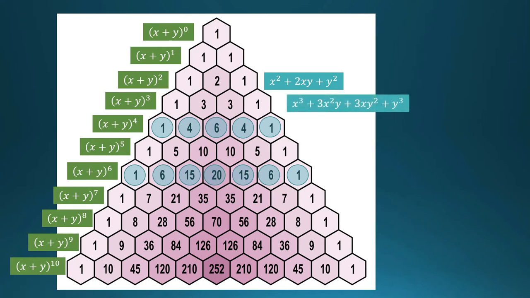How about x plus y raised to 3? How do we interpret these numbers? The first term is going to be 1x cubed plus 3x squared y plus 3, that's the numerical coefficient of the third term, 3xy squared plus 1y cubed. How about x plus y raised to 4? Again, these are the numerical coefficients of each term. 1, 4, 6, 4, 1.